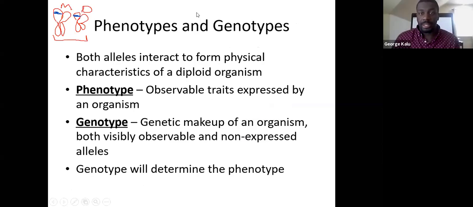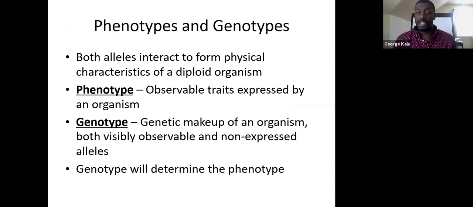Let me go ahead and clear this out here. When we're looking at alleles, our alleles are going to interact with one another to help contribute to our organism's physical and genetic characteristics. When those alleles interact, they're going to give us two things. The first thing is the phenotype. The phenotype is the observable trait that gets expressed by an organism, something that we can actually see. The second thing the alleles contribute to is the genetic makeup of the organism, which is called the genotype.